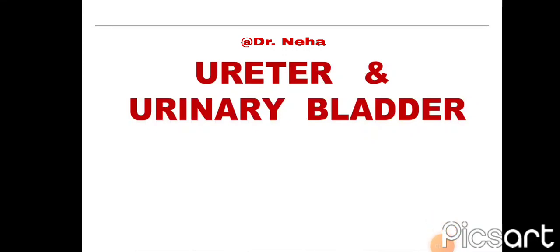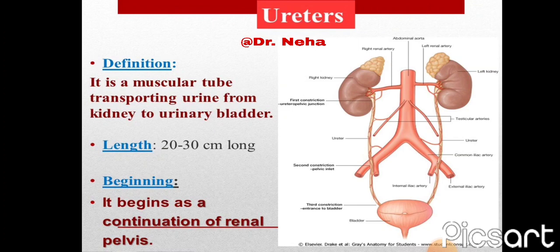In this video, I am going to discuss the anatomy of the ureter and urinary bladder. The ureters are muscular tubes transporting urine from the kidney to the urinary bladder. The length varies from 20 to 30 centimeters and the width is 2 to 4 millimeters. The beginning of the ureters is in the form of the renal pelvis.